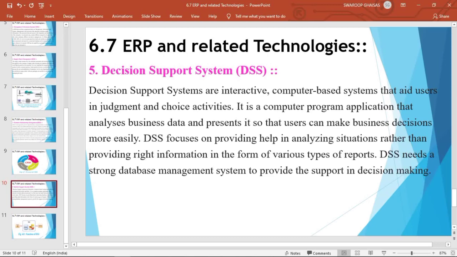DSS focuses on providing help in analyzing situations rather than providing information in the form of various types of reports. So it focuses on analyzing situations. That is, data is stored in a database, and that data is well analyzed with this DSS. DSS needs a strong database management system to provide support in decision making. So to take a certain business decision, this tool will help, but this requires a strong database management system so that it can help in decision making.